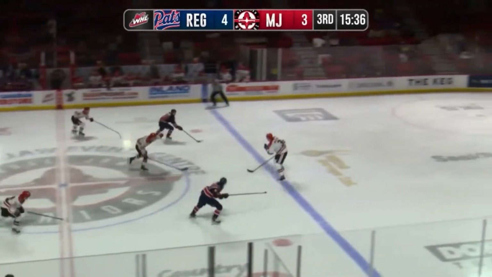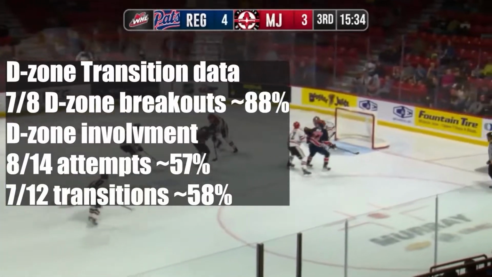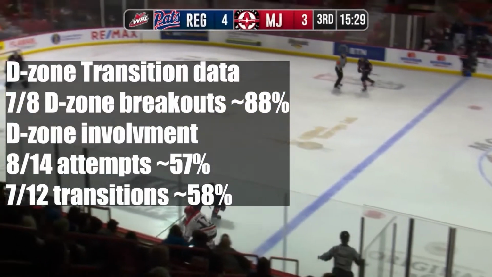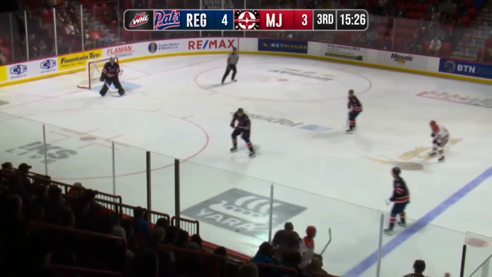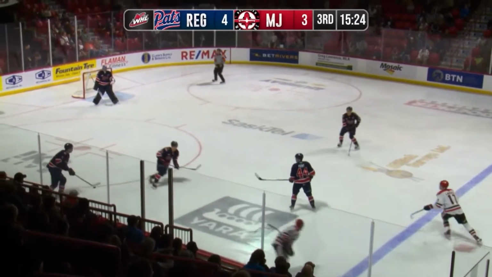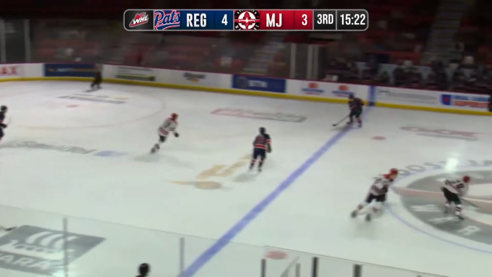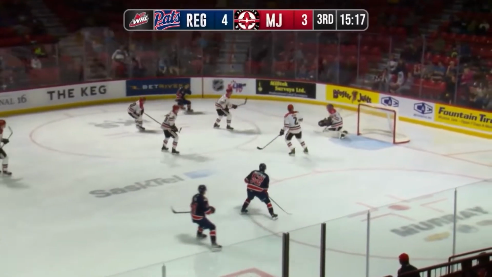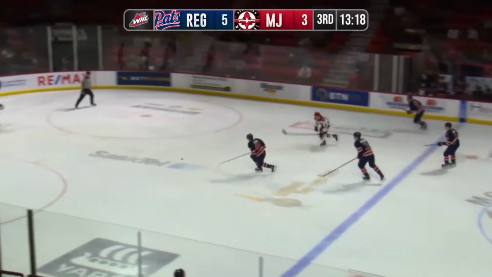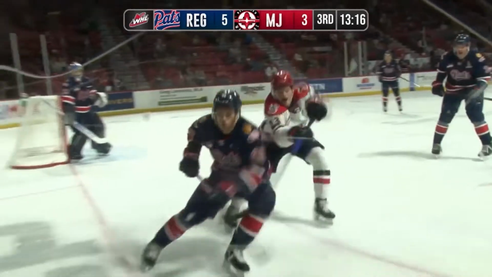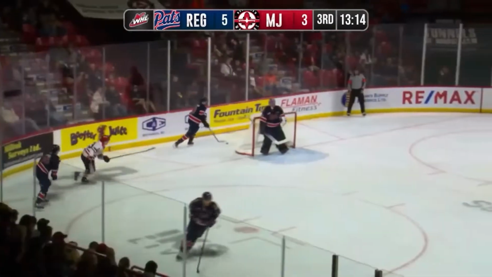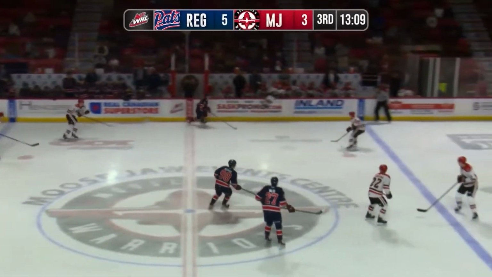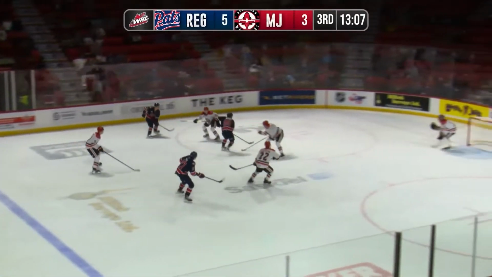We'll start with the defensive zone breakouts because those numbers are kind of reasonable. While he was on the ice, the Pats attempted 14 controlled zone exits, successfully completing 12 of them. Of those, Bedard was involved in 8 of the attempts and 7 of the successful transitions, meaning he was involved in approximately 57% of both the D-zone breakout attempts and the successful D-zone breakouts. That's still pretty high, but for a single game, certainly not unheard of.